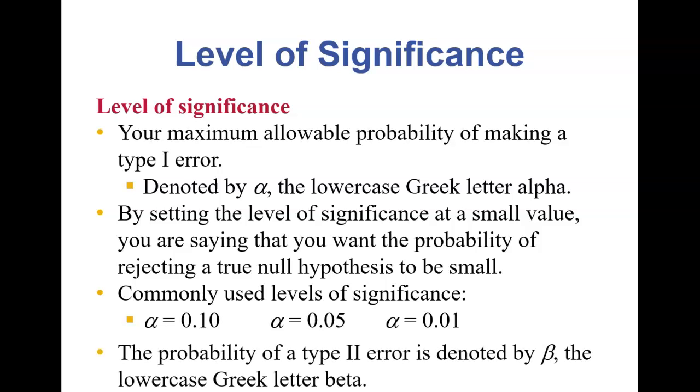The type 2 error is denoted by the Greek letter beta.